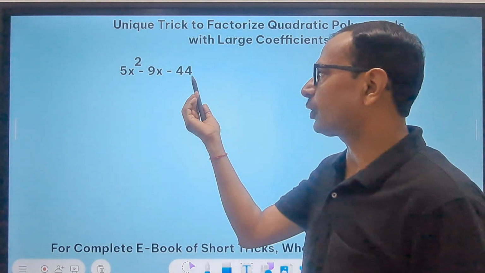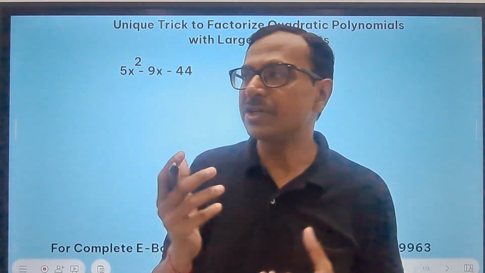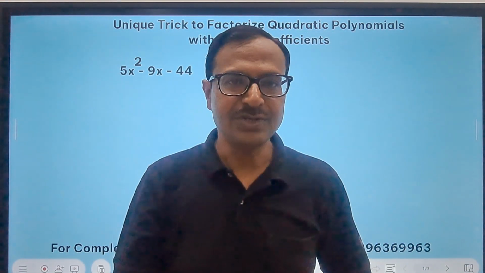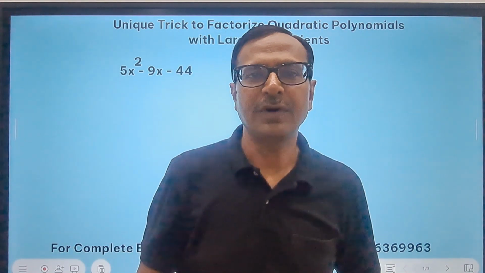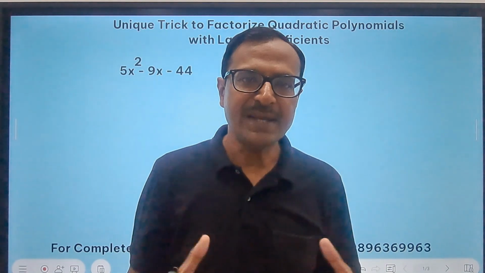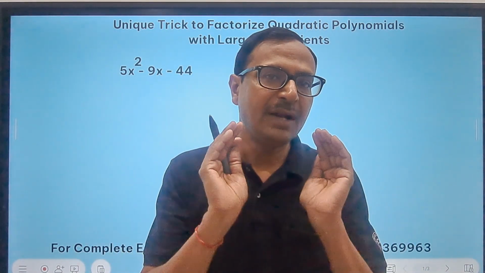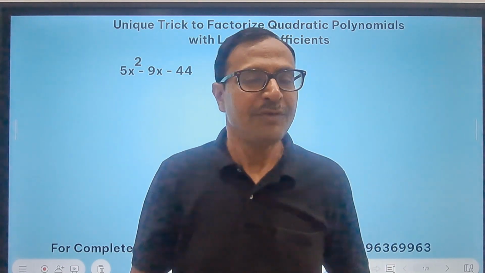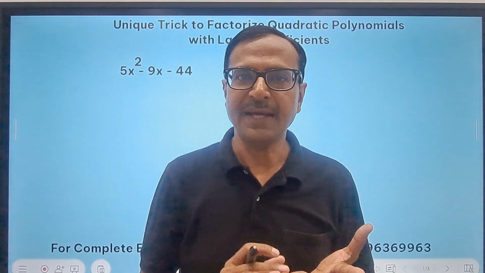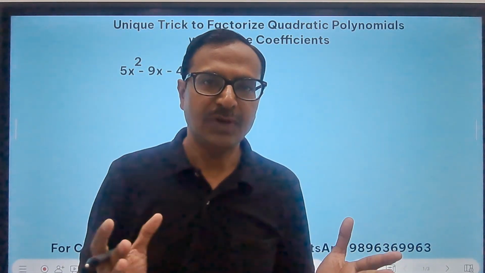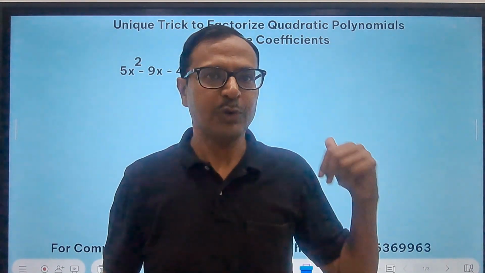Here you can see there is a 44 also, and in subsequent questions I will be taking 2-digit coefficients and even 3-digit coefficients also, and you will see how a little smart work will help you in factorizing all these polynomials very accurately and in less amount of time. Very helpful for all the school students who are studying in class 8th, 9th, 10th level, and cracking multiple choice questions will be really easy if you follow this trick.